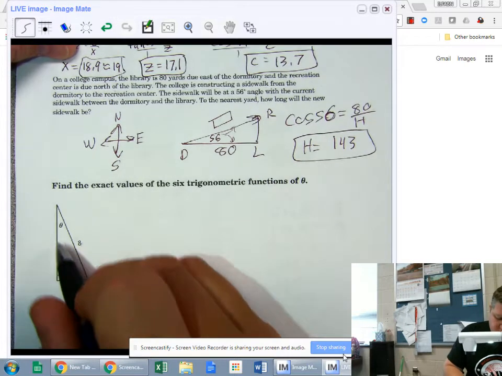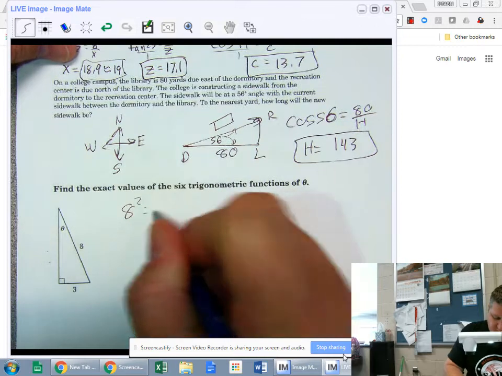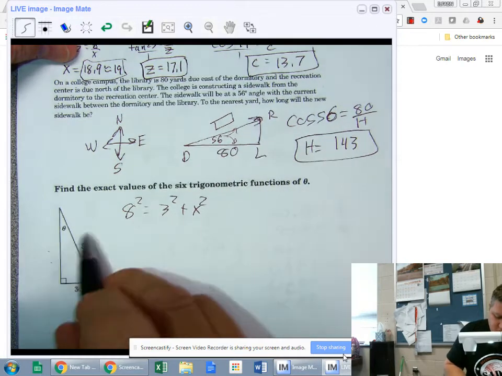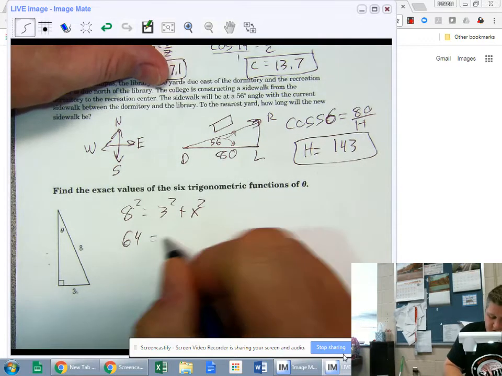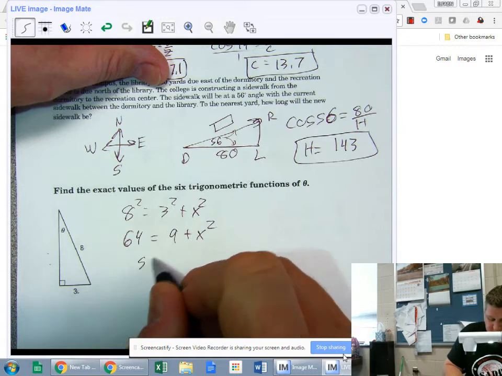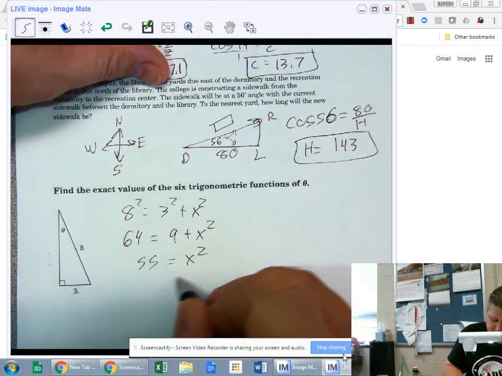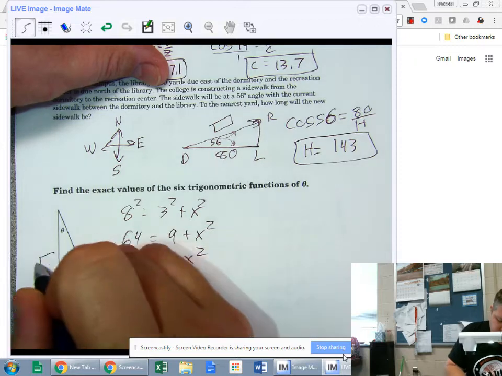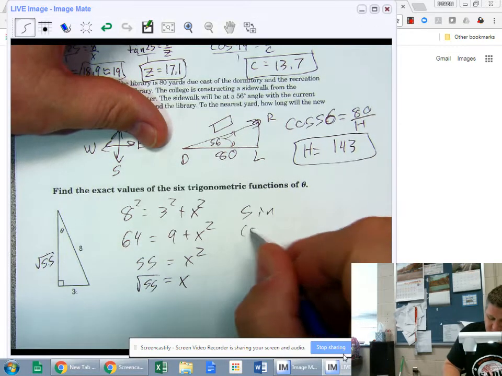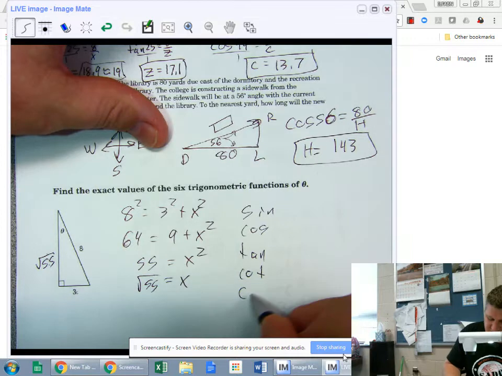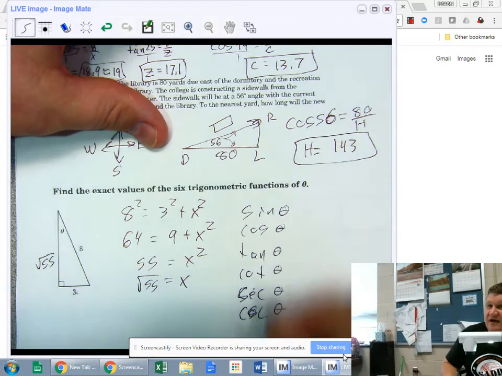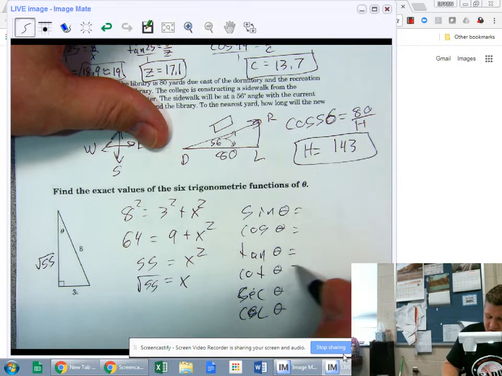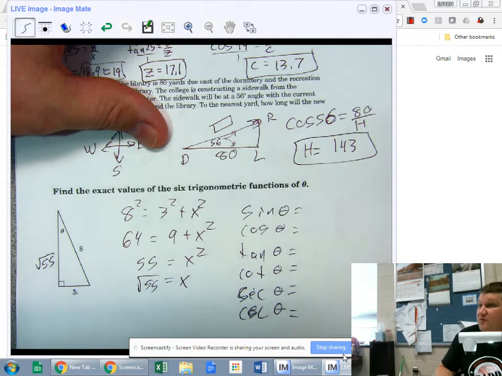In this case, why would Pythagorean theorem be a perfectly fine way to go about this one? I know these sides for sure, so there's no chance of me missing it. So we got 64 equals 9 plus x squared, so I get 55 equals x squared, so I get x equals square root of 55. At this point, can I find sine, cosine, tangent, cotangent, secant, cosecant? Can I do that? Yes. Must have thetas. If you don't have thetas or x's or something behind it, it makes no darn sense. That's like saying square root equals square root of what?